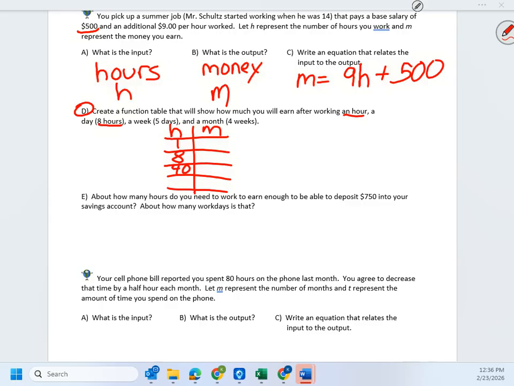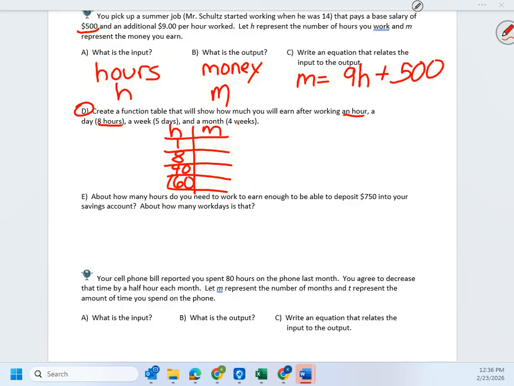Then it says a month, which is 4 weeks. What number am I gonna put in for that? Henry? 160. How'd you figure that out, Henry? Because 1 week is 40, and then 40 times 4 is 160. 1 week is 40 hours, and then we have times 4 for that month. So 160.